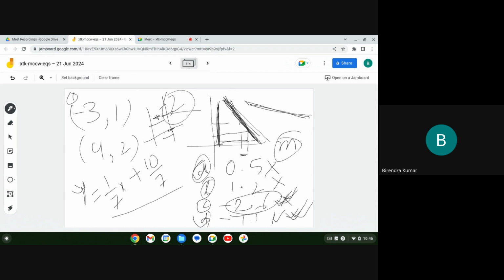Now, in this case, it's simple. You will first find out the slope, which will be y2 minus y1. This is y1, this is y2. This is the first point, so it is y1 x1, this is y2 x2. You'll do y2 minus y1, 2 minus 1 is 1, by x2 minus x1. x2 is 4 minus x1, 4 minus minus 3 will be 4 plus 3. So 1 by 7. M becomes 1 by 7.